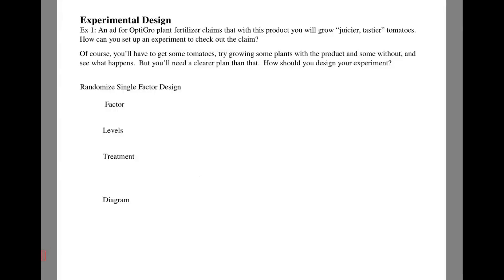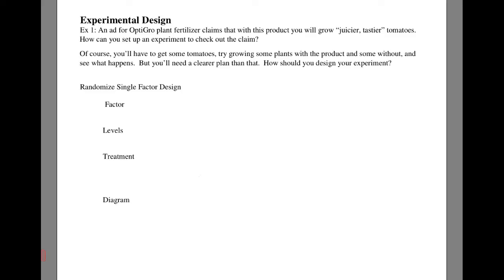Chapter 12, Example 1. An ad for Optigrow plant fertilizer claims that with this product you will grow juicier, tastier tomatoes. How can you set up an experiment to check out the claim? Of course, you'll have to get some tomatoes, try growing some plants with the product and some without, and see what happens. But you'll need a clearer plan than that. How should you design your experiment?